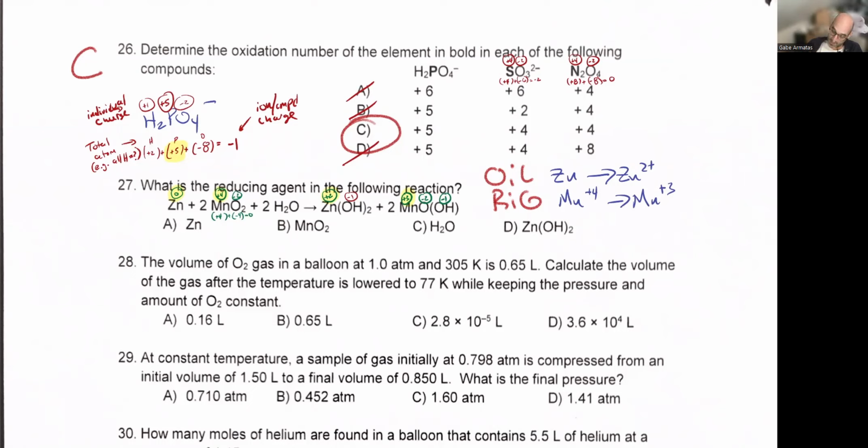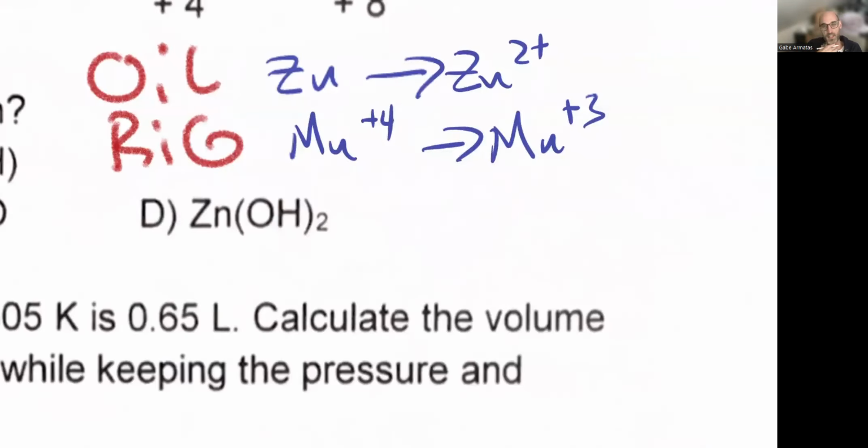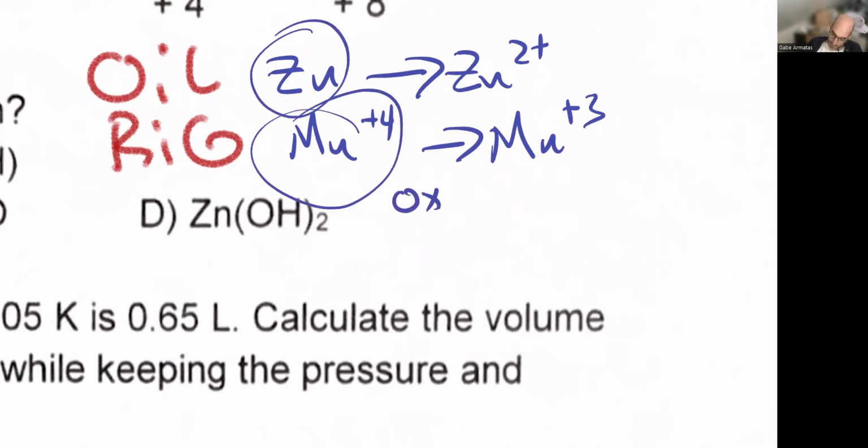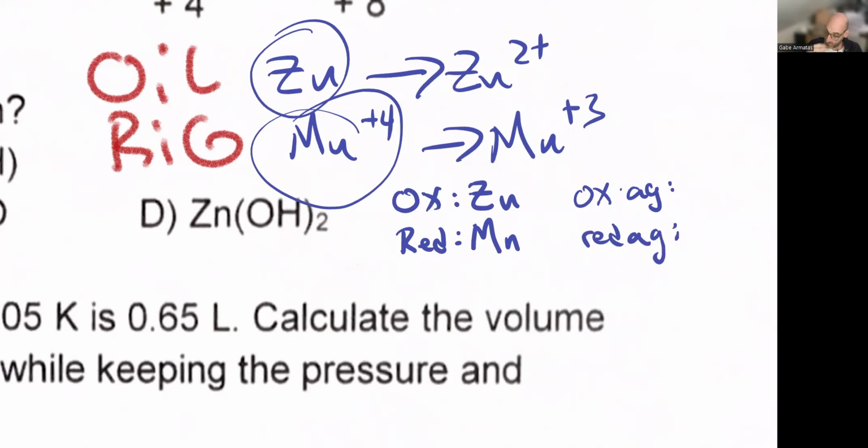So we know what's oxidized and we know what's reduced. The way that we always look at this, because reducing agents and oxidizing agents sound weird, is that whatever's oxidized and reduced, we're always going to look at just the element. So zinc is oxidized, manganese is reduced. And now I want to look at the oxidizing agent and the reducing agent. And here's the trick for oxidizing and reducing agent.